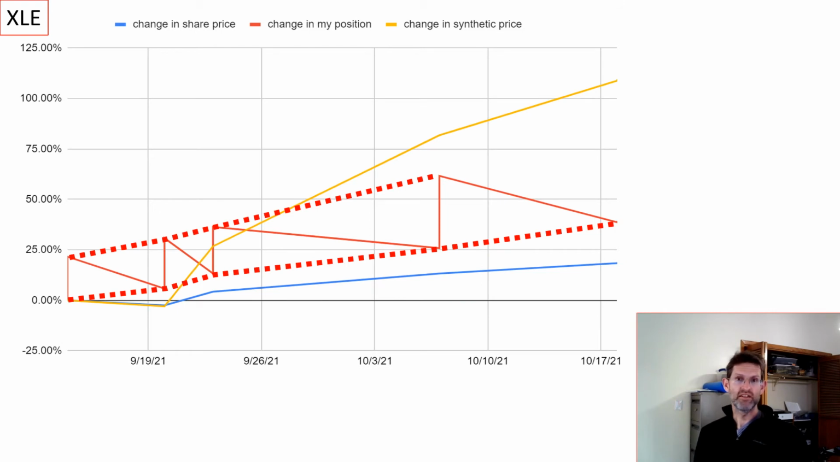Here's XLE, the energy ETF, which rose steadily over this period. I was able to capture about half the gains of the leap with the poor man's covered call. So this makes sense since the position's about 30 to 40 net delta.